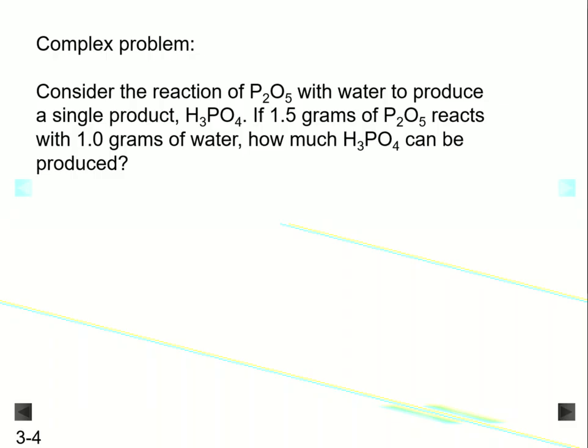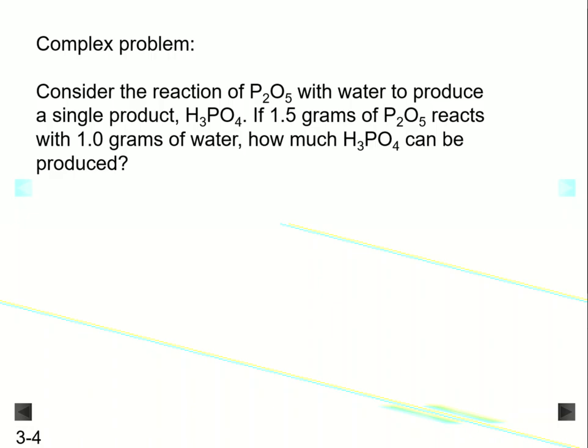So let's take an example problem. And this requires us to do a variety of calculations. It's a complex problem because there's multiple steps to it, but it's probably not as complex as some of the things we'll have later in the semester. So let's read the problem. We consider a reaction of diphosphorus pentoxide with water to produce a single product, phosphoric acid. If 1.5 grams of our diphosphorus pentoxide reacts with 1 gram of water, how much phosphoric acid can be produced?